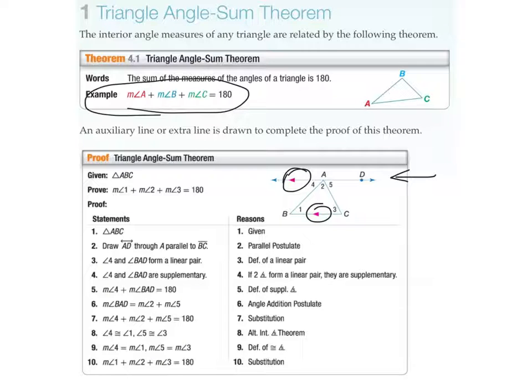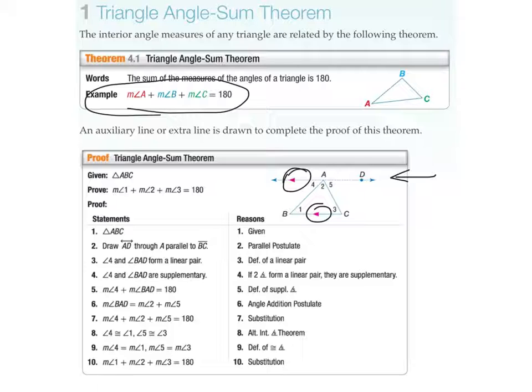The moment you see parallel lines, now you can start looking at your linear pairs, your alternate interior angles, your same side, your consecutive angles, etc., etc. So look for adding a parallel line to one of your sides. Okay, and as you can see in this triangle angle sum theorem, you're making proofs. Again, this is quite a long one. You won't have these basically in any exams, or you will have just part of it missing.